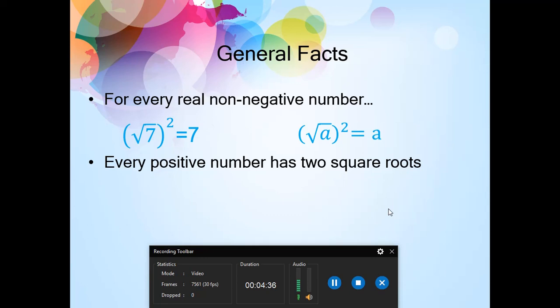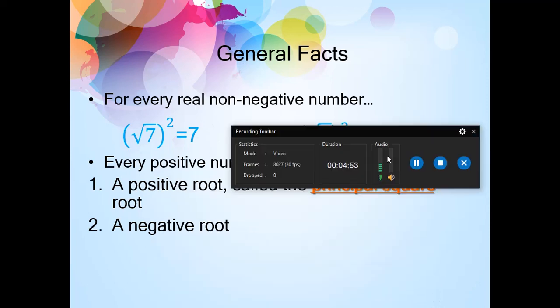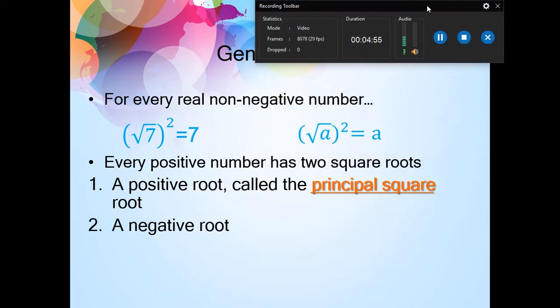So every positive number is going to have two square roots, and we've talked about this. One of them is a positive root, and we call this the principal square root. Most oftentimes, we're looking for the positive value. But the other root is a negative. So keep that in mind when you're coming up with solutions. There could be both a positive and a negative root.